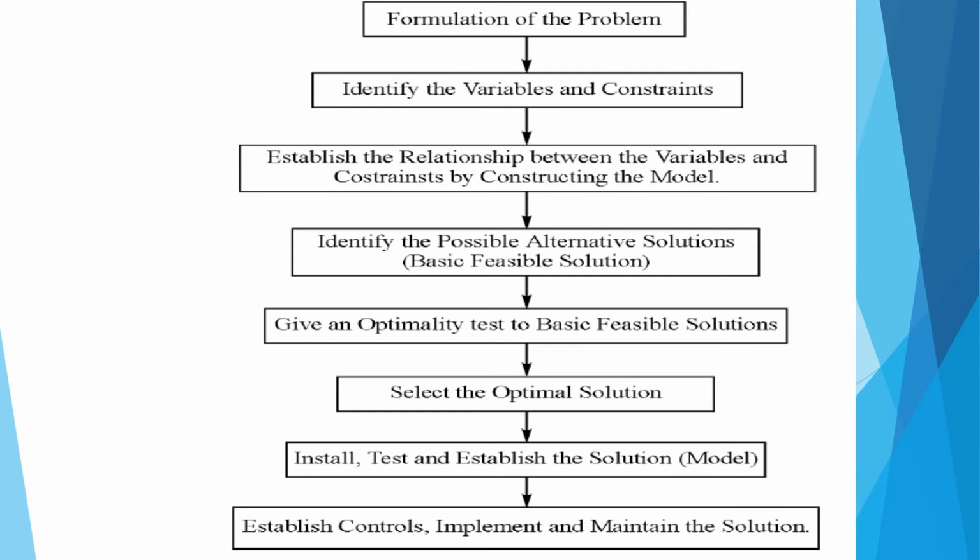Next step is install, test and establish the solution of the problem. Here, test means the solution which you are declaring to be optimal should satisfy the three components of linear programming problem. Three components are non-negativity of decision variables, constraints should get satisfied by the solution which you have obtained, and it should optimize the objective of the function.